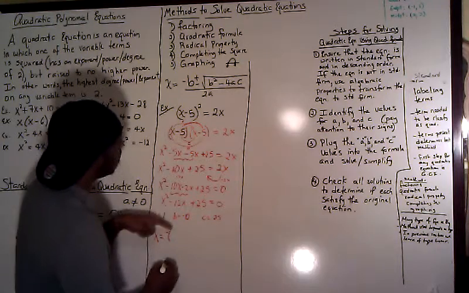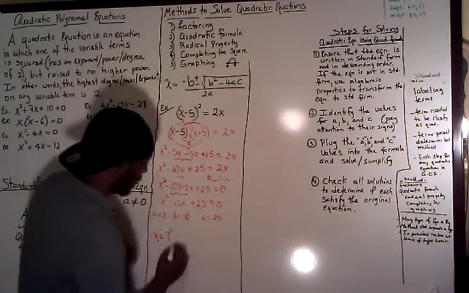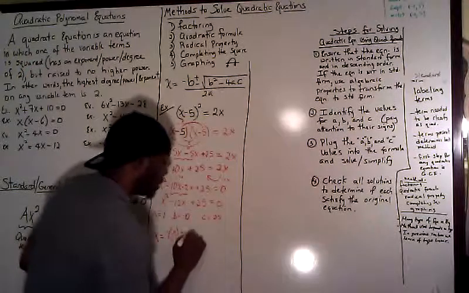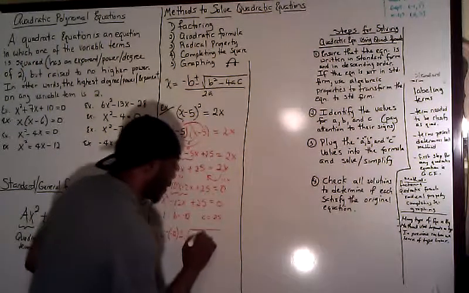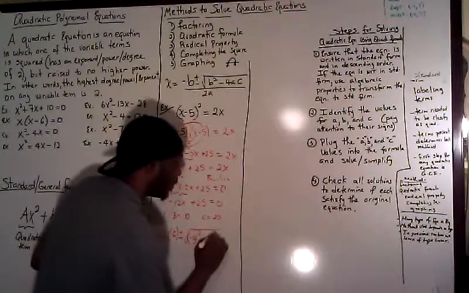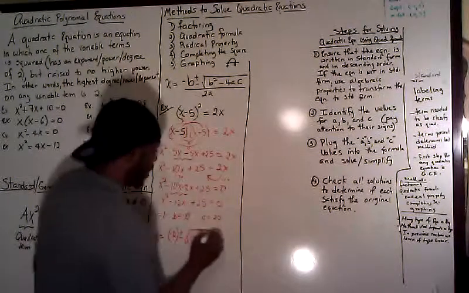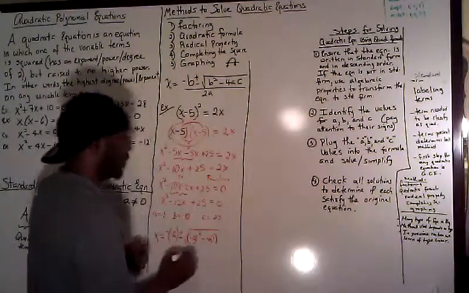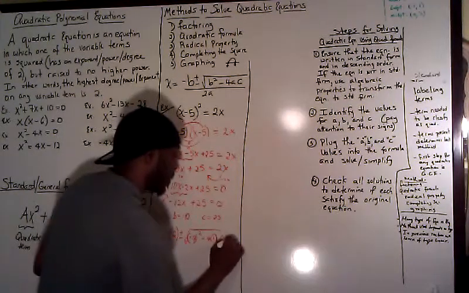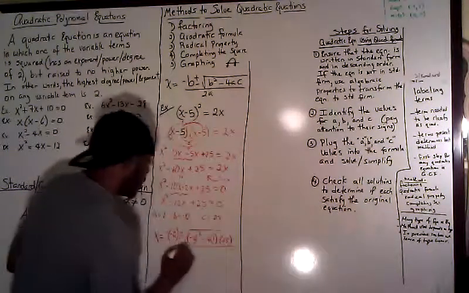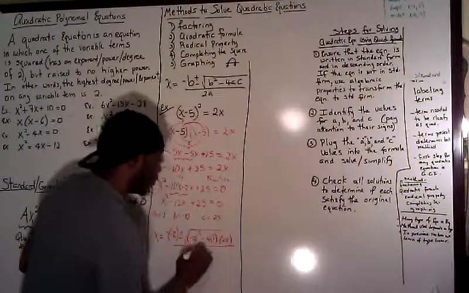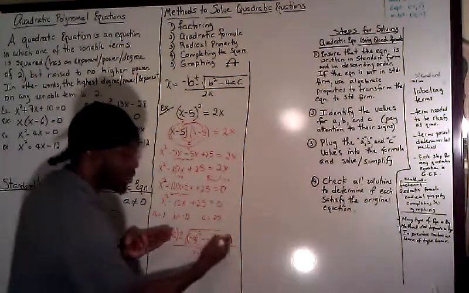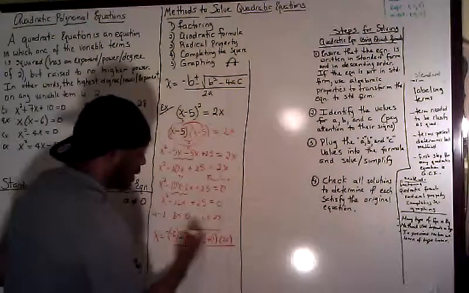So minus the b value of this equation, which is negative 12, plus or minus the square root of that negative 12 squared, minus 4 times a, which is 1, and c is 25. And that's all over 2 times a, which is 1. At this point, now we're going to simplify this whole situation that's underneath the radical.